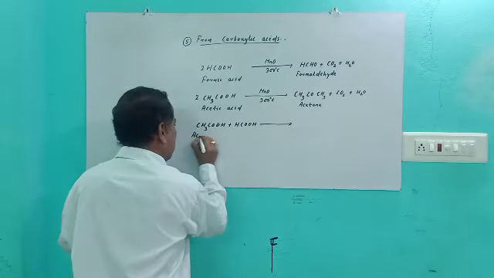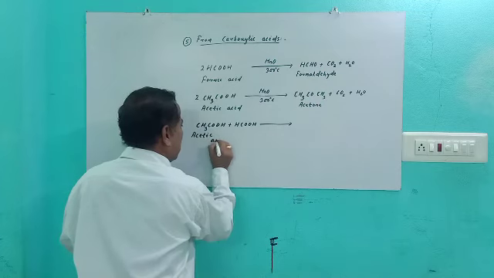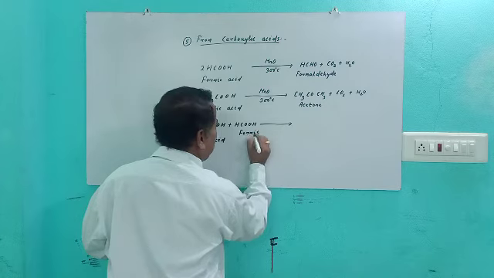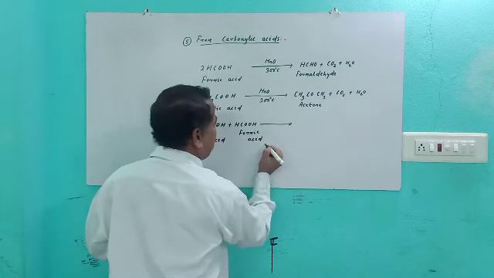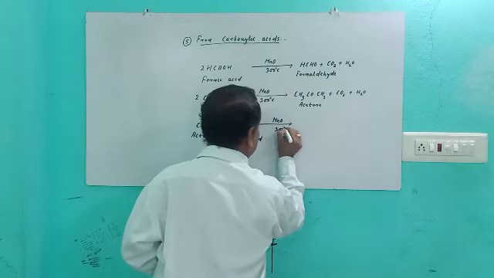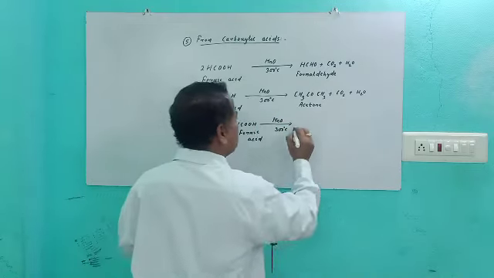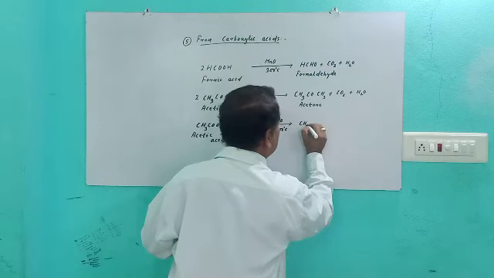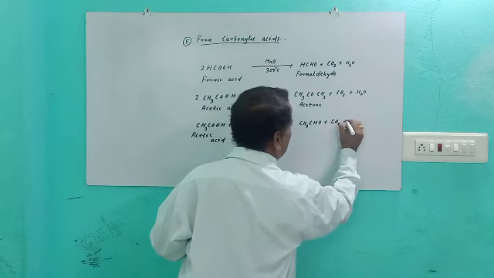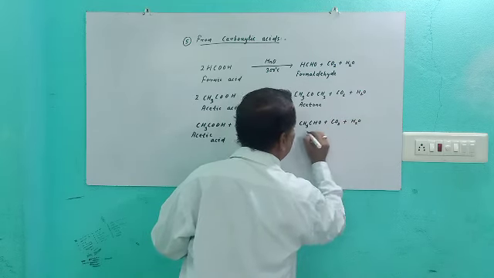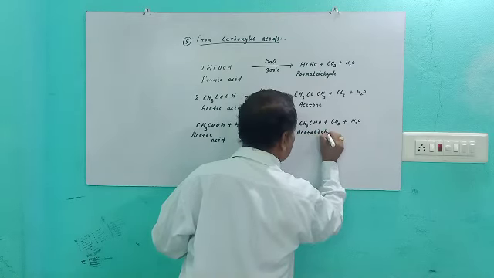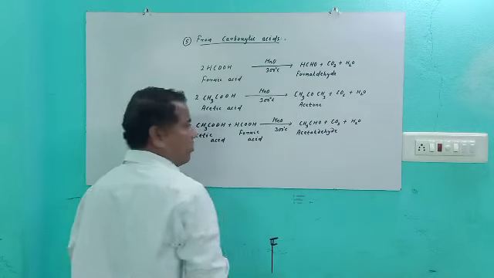we get acetaldehyde, the second member of the aldehyde series, that is CH3CHO, plus carbon dioxide, CO2, plus one water molecule, H2O. This is acetaldehyde. Then come to the balance part.